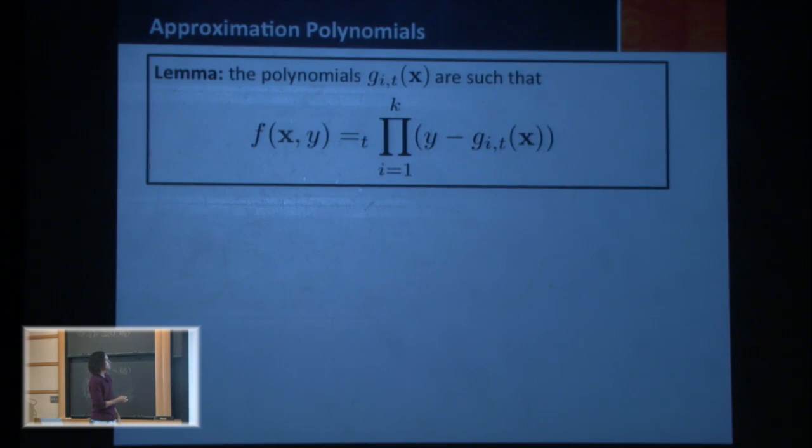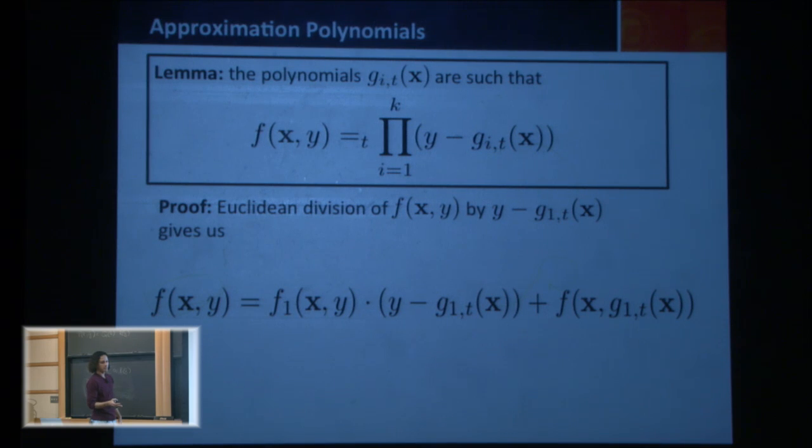So the basic idea of the proof follows by Euclidean division, right? That's what you were saying. So what Avi said is that this follows by Euclidean division. So how do we do this? We know that we found all the roots, g1 up to gk. And now let's do Euclidean division of f(x,y) by y minus g1(t).